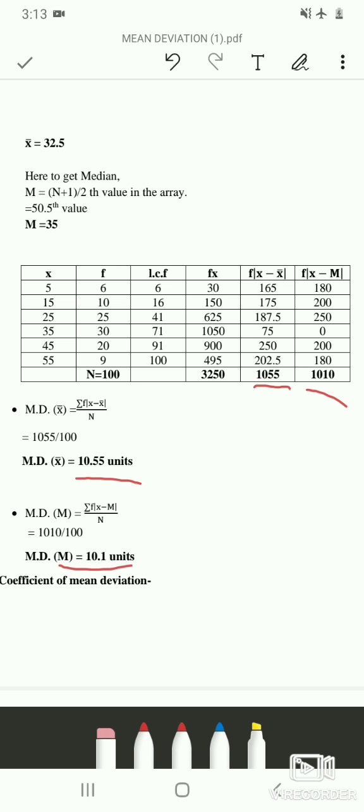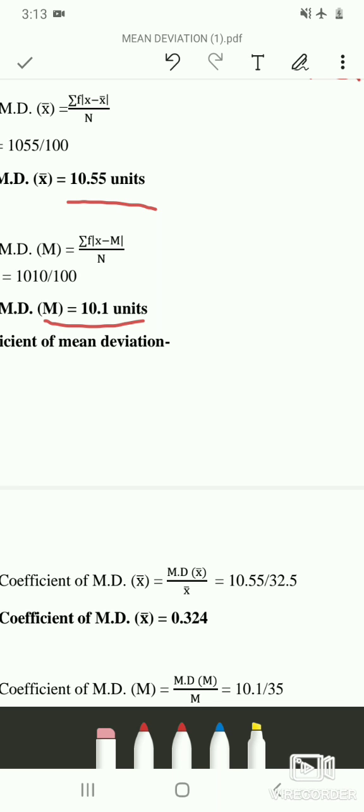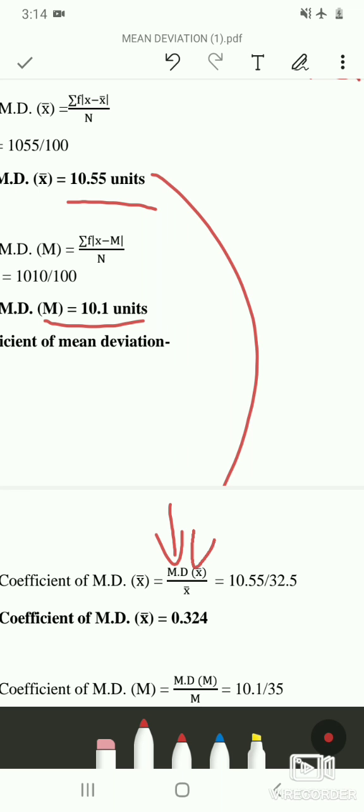So that is the reason in many cases mean deviation from median is preferred over mean. Now let's see the coefficient of mean deviation, where you have to substitute in the formula. The coefficient of mean deviation remains the same in all types of data, that is discrete, continuous or raw data. The formula remains the same, that is mean deviation of x bar upon x bar in case of arithmetic mean, and we got the mean deviation value as 10.55 and the mean value as 32.5.